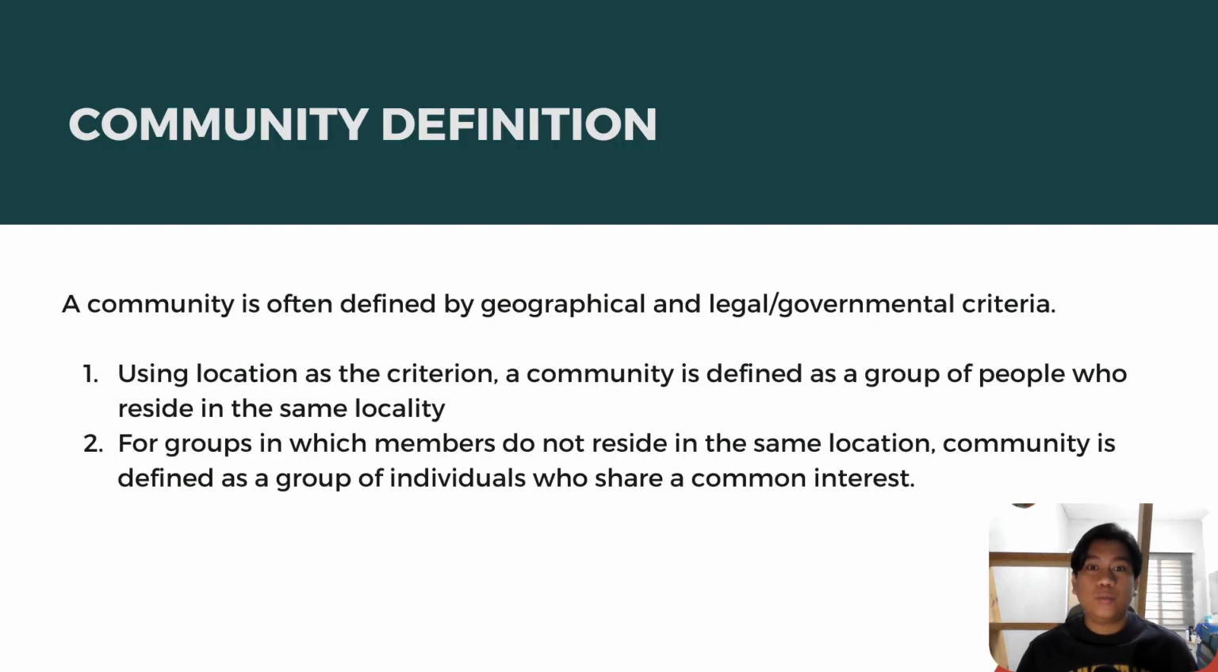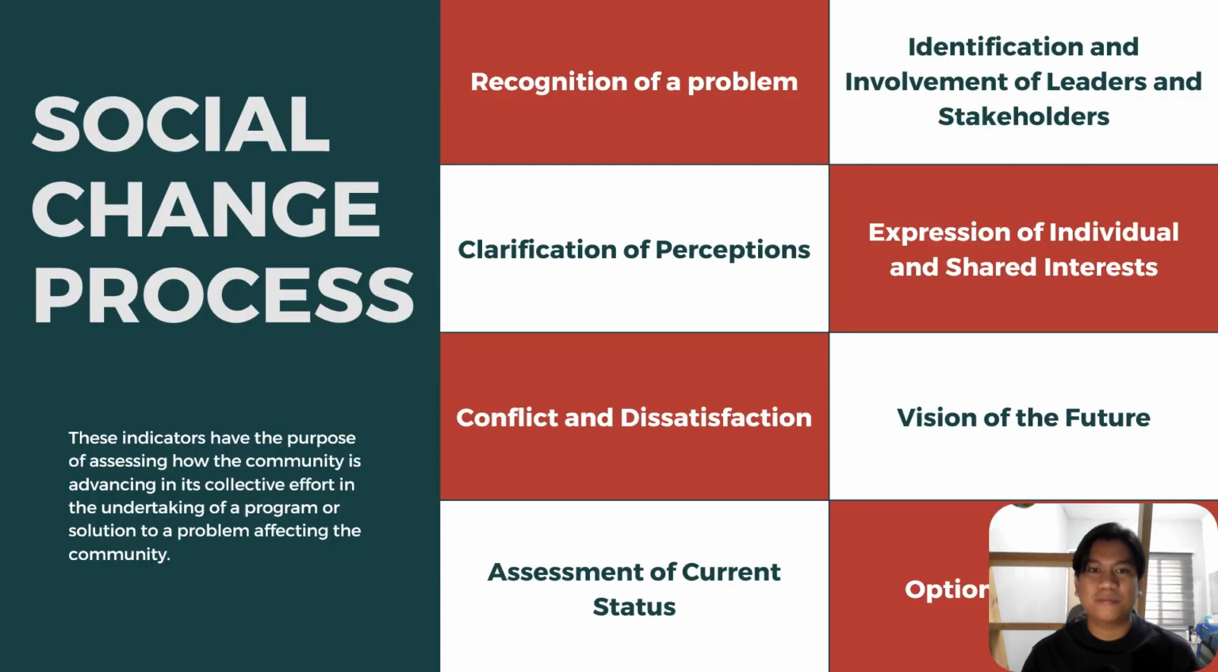Before proceeding with the process of social change, let us first define the community for which these changes are intended. A community is often defined by geographical and legal governmental criteria, and we can define a community using two criteria. Using location as the criterion, a community is defined as a group of people who reside in the same locality. And for groups in which members do not reside in the same location, community is defined as a group of individuals who share a common interest.